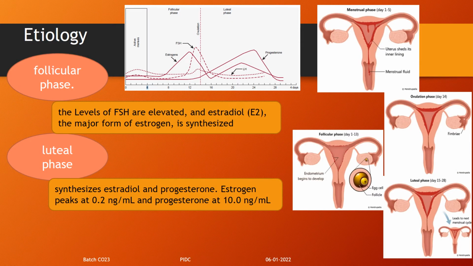This can be easily explained by the menstrual cycle phases. The menstrual cycle has two phases. The first one is the follicular phase. Here the levels of follicle stimulating hormone will be more, and estradiol, the major form of estrogen, is also synthesized, so it will be increased in the follicular phase. In the luteal phase, there will be more estrogen as well as progesterone, so both estradiol and progesterone are synthesized. Estrogen peaks at 0.2 nanogram per ml, and progesterone reaches 10 nanogram per ml.